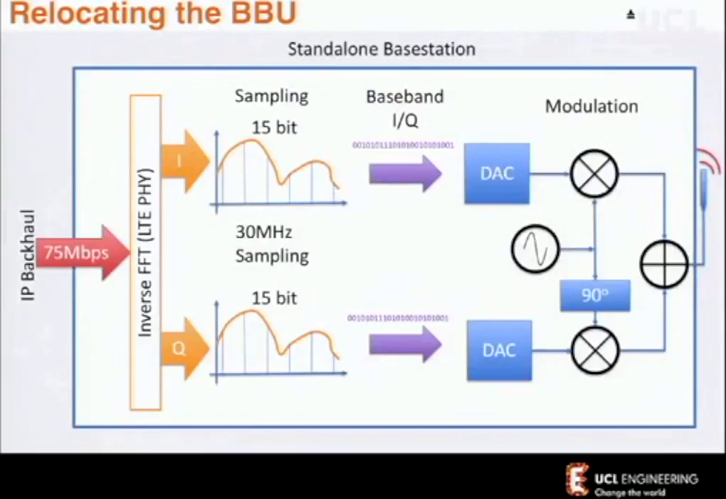So why do I say analog might be beneficial over digital? Well, let's look at what happens when we digitize. So we take a 75 megabit per second signal, a standard sort of medium rate, low rate LTE signal. We're going to digitize it. The CPRI standard specifies 15 bits, 30 megahertz sampling.